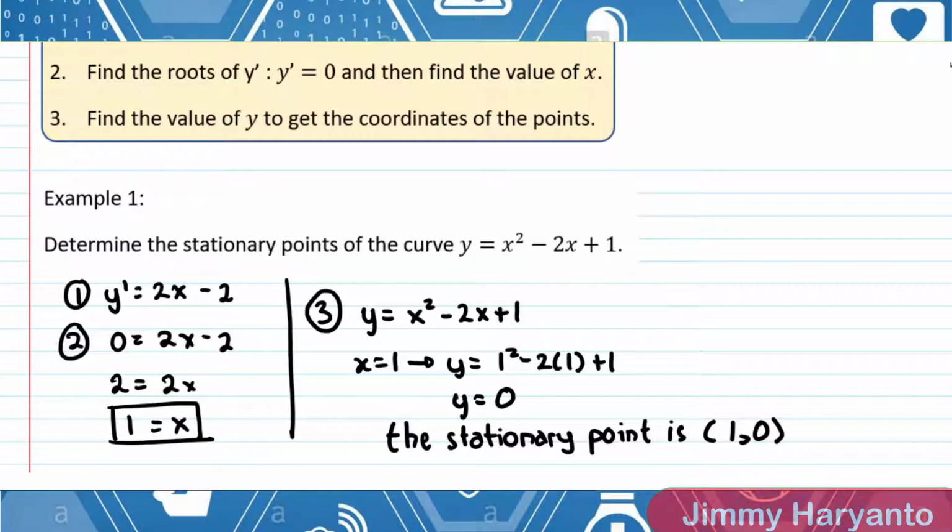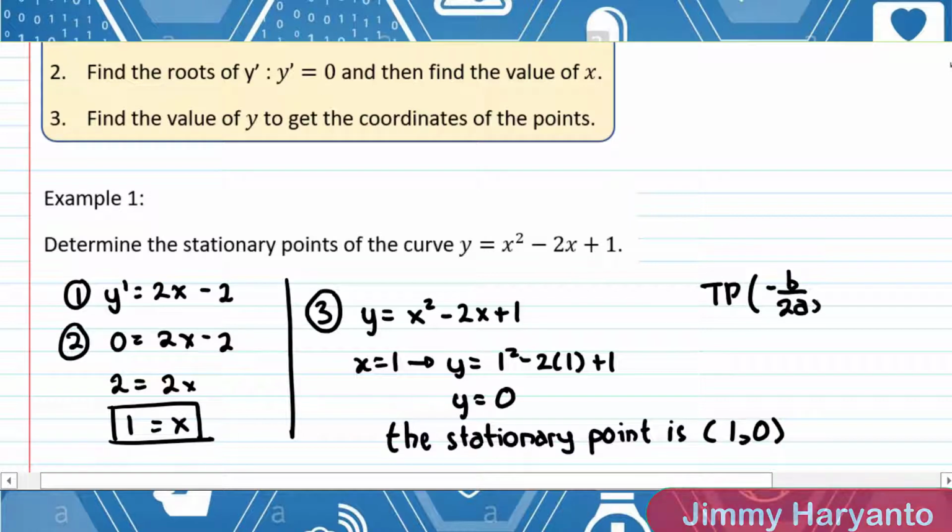Okay, so for example 1, you already have the stationary point, and if you take a closer look, the stationary point in a quadratic function is also a turning point. The turning point of quadratics, which you already learned before using this formula, negative b over 2a, comma, b squared minus 4ac over negative 4a, will be the same as the stationary point we already got before.